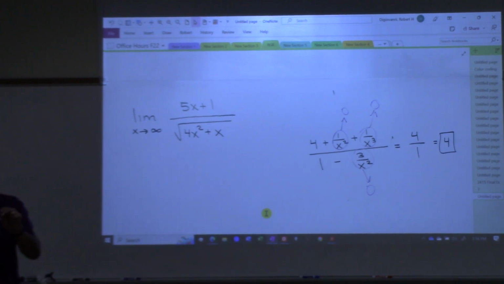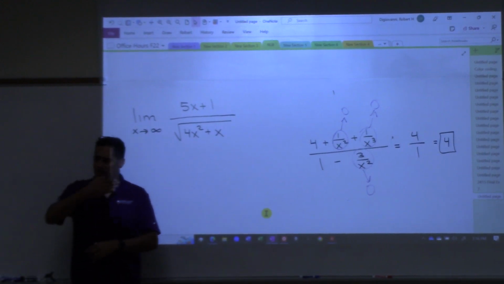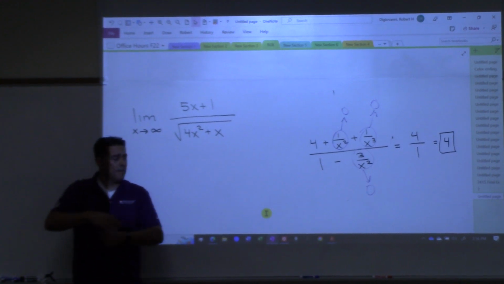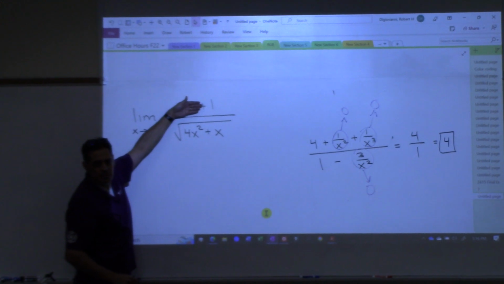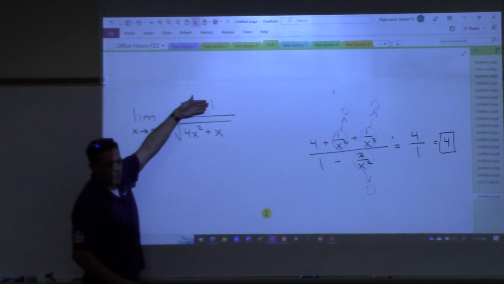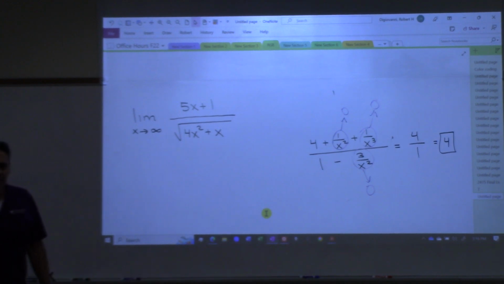All right, this one, you cannot use that method that you learned in college algebra because this is not a rational function. A rational function is a polynomial divided by a polynomial. That's a polynomial. That's not. That's a square root function or a radical function. So you can't use the method from college algebra. So you need something else.